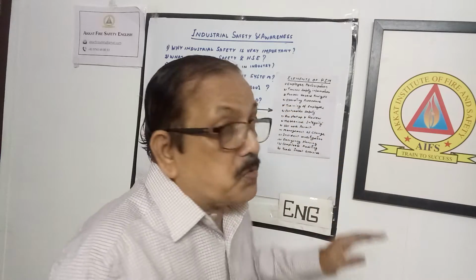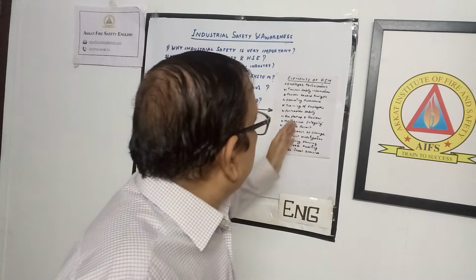Next, process hazard analysis. What hazards can occur there? That analysis must be done, and it should be indicated in this process safety management. So, process hazard analysis.